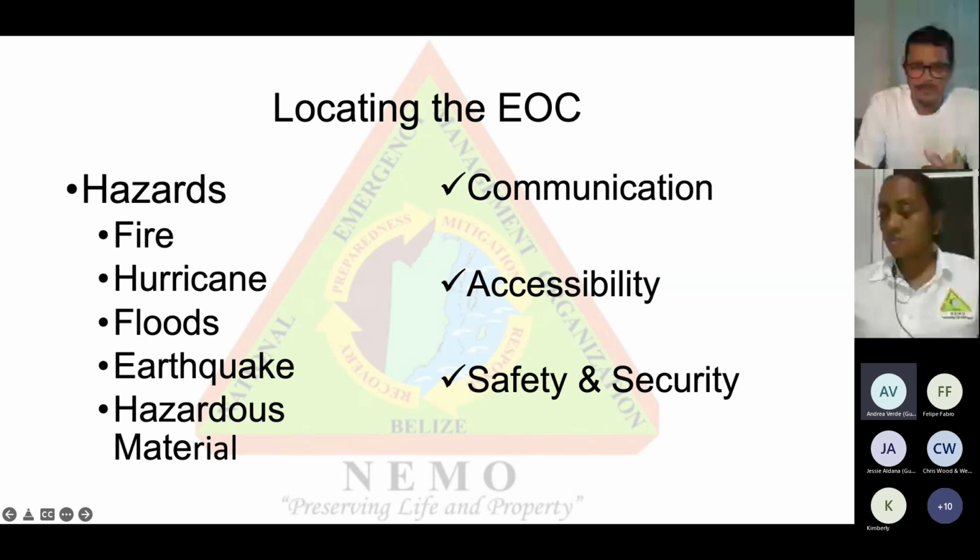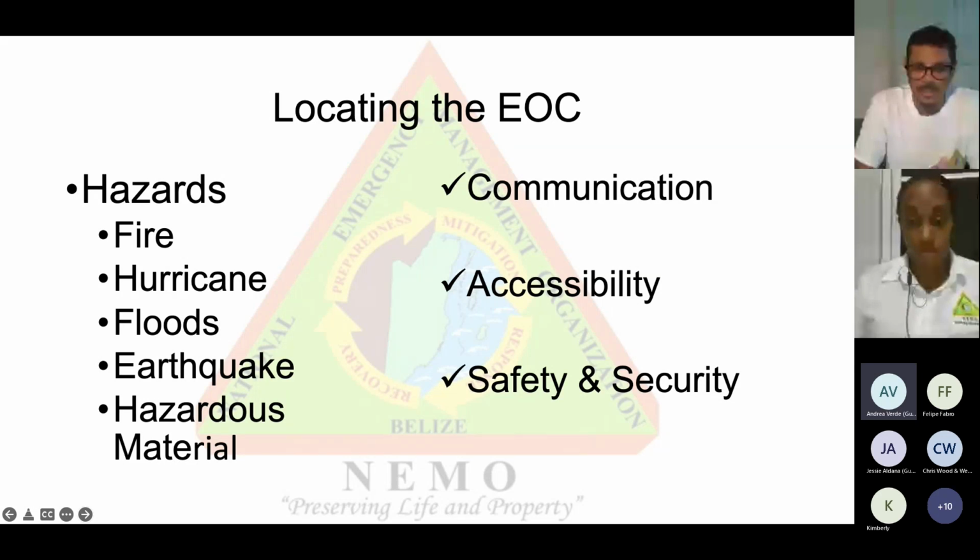Very important things to consider in an EOC are communication, accessibility, and safety and security. We can't have an EOC that is not accessible, and so the location that is considered, to ensure that it's a safe location, is one that can be easily reached, and can manage traffic to and from and control, right?